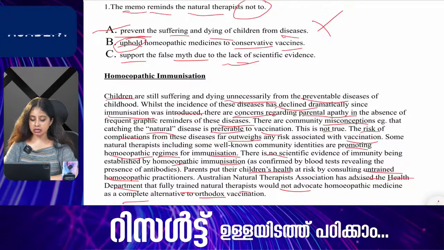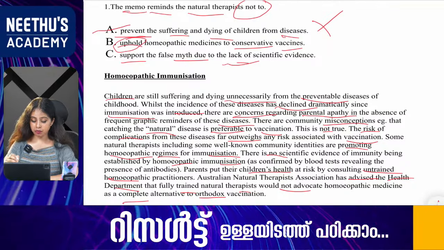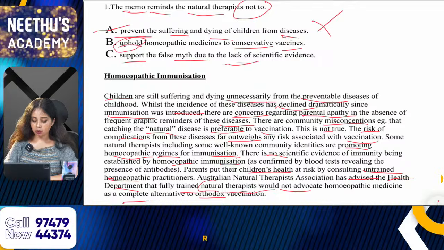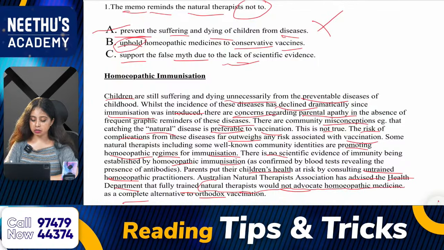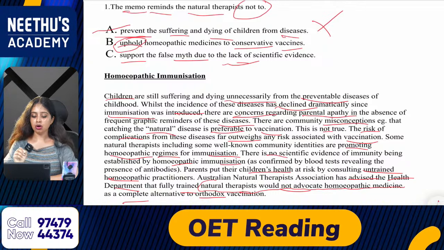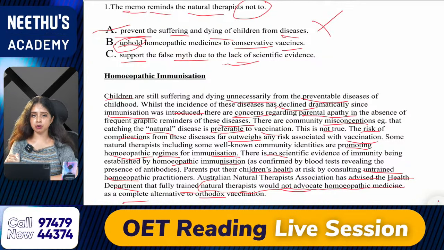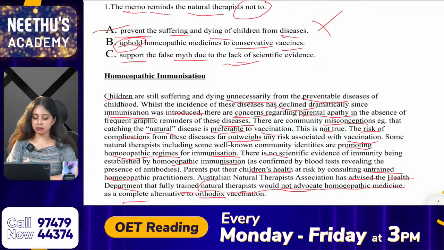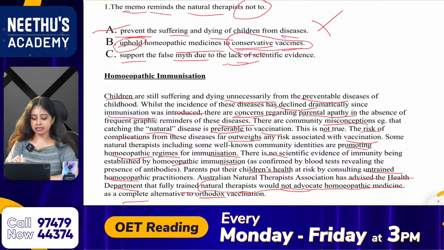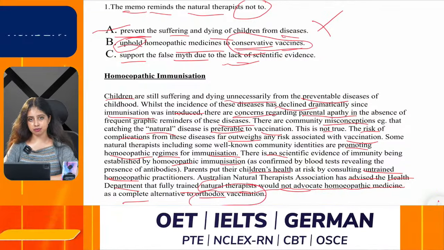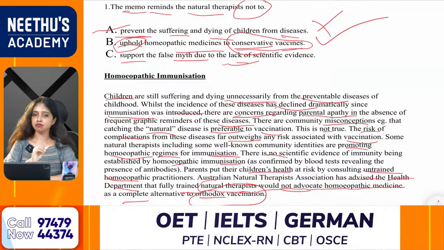Okay, so which is mentioned in the second last line of the paragraph. Natural therapist would not advocate homeopathic medicine. So that is actually the correct answer. So natural therapist not to uphold, not to support, not to advocate homeopathic medicines to conservative actions, or you can say orthodox vaccination. So that is the correct answer, and we have one more option.